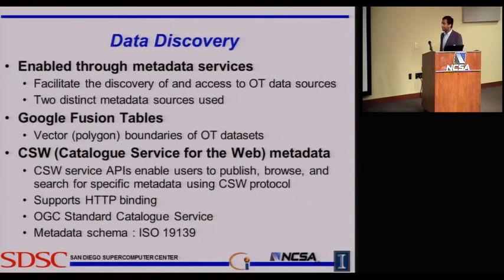Finally, the data discovery service, or the metadata service. OT provides two metadata services. One is in the form of a Google Fusion Table, which stores the vector data. The vector data is basically polygon data, so you can show it on the map and the user can select the region of interest. The second is the Catalog Service for the Web, CSW, as it's called. It's an OGC standard catalog service, a standards-based catalog service, and that's the ISO number for it.